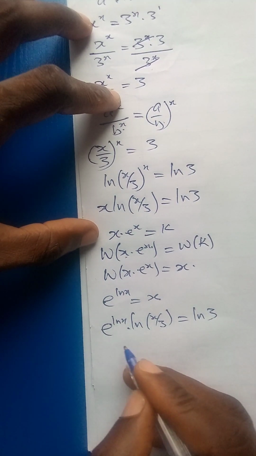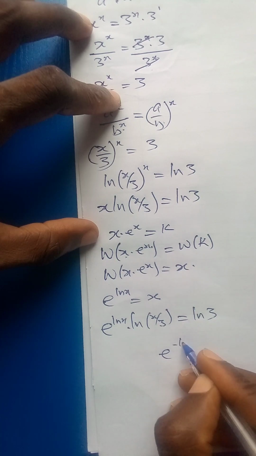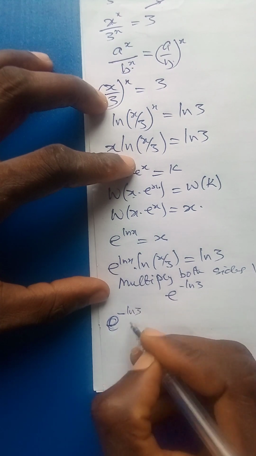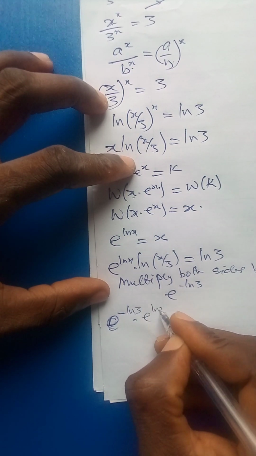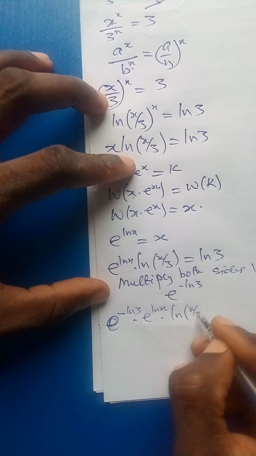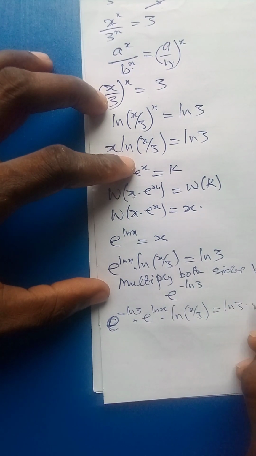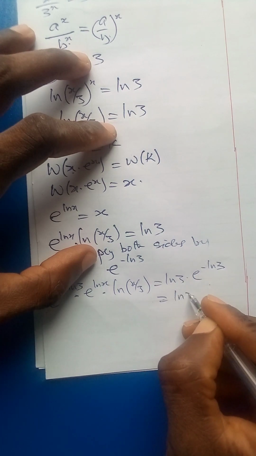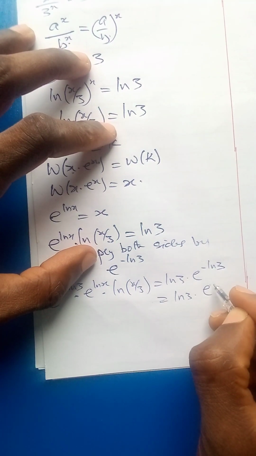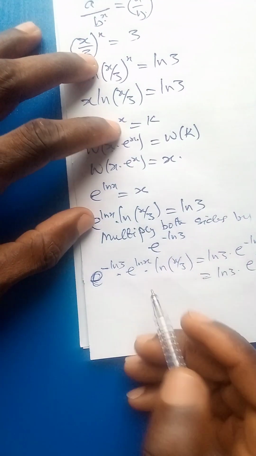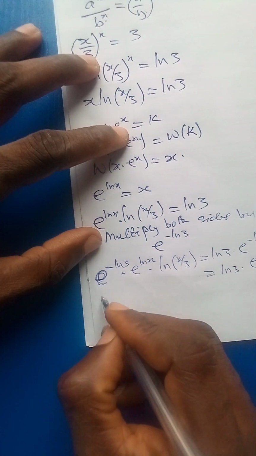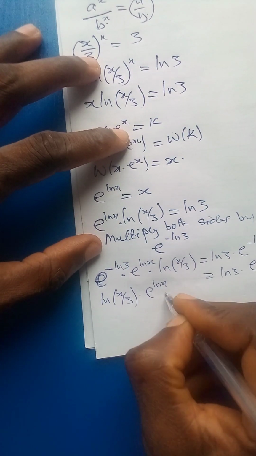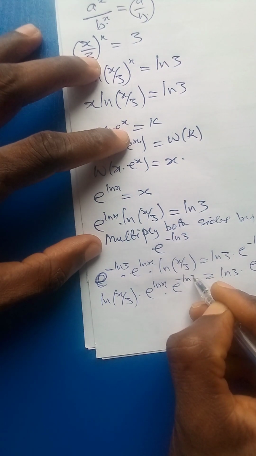The next thing I will do is to multiply both sides by e to power minus ln 3. So it becomes e to power minus ln 3 times e to power ln x times ln of x over 3 is equal to ln 3 times e to power minus ln 3. Let us rewrite this part as ln 3 times, now this is e to power ln 3 minus 1. Now this one can be rewritten as ln of x over 3 times e to power ln x times e to power minus ln 3.